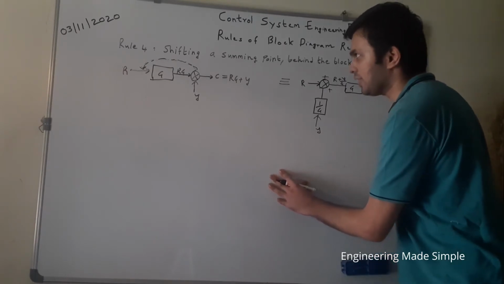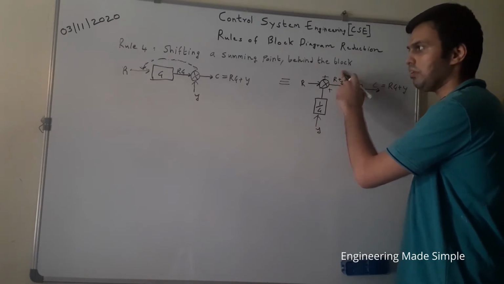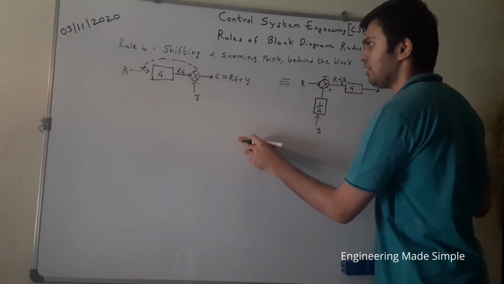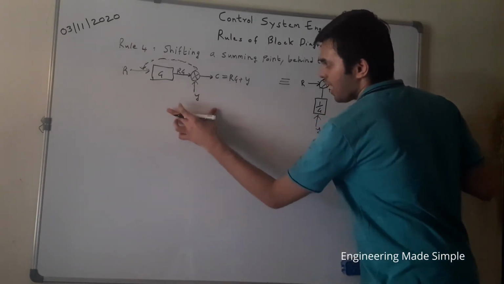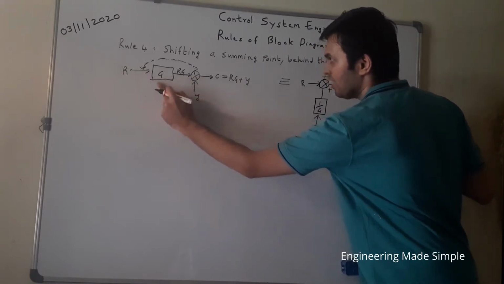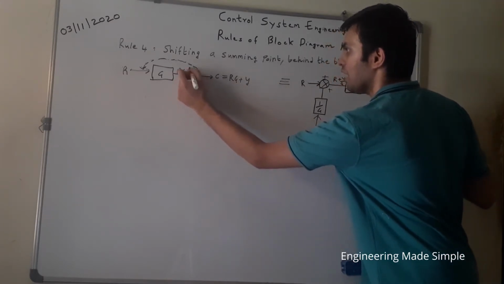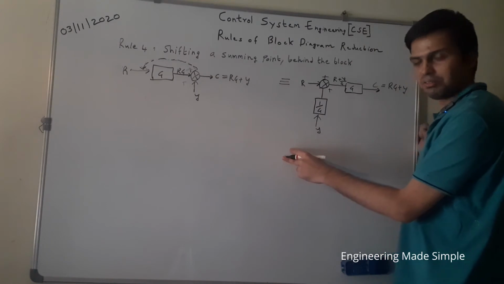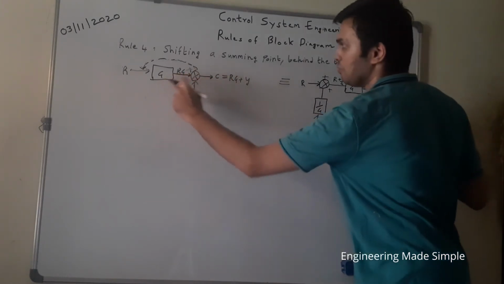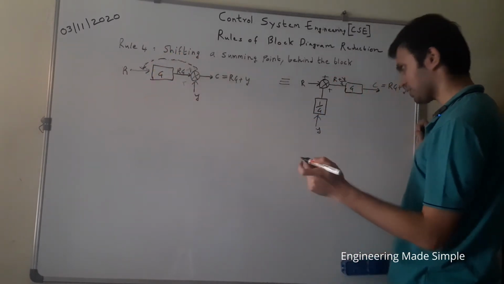Now let us study our next rule, which is shifting a summing point behind a block. The statement of the rule makes it clear what we are going to do over here. This is an arrangement in a control system block diagram. If you have a gain block and a summing junction present over here, and you want to shift this particular summing junction behind this block, that's why I have shown an arrow over here. So this is nothing but shifting a summing junction behind a block.